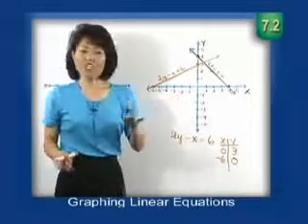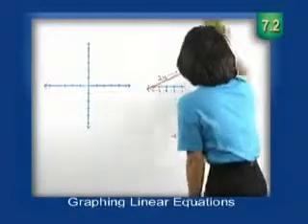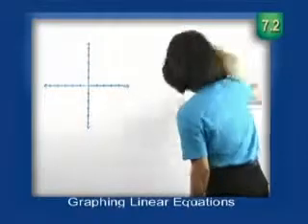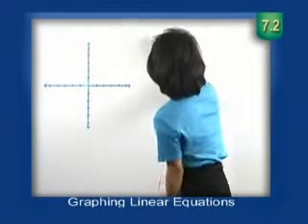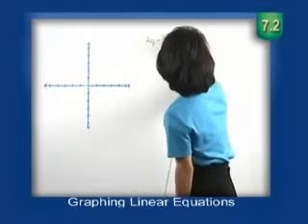Now that's graphing a couple of equations. Let's move on to see what other kinds of lines we can graph. So now we're going to graph the following equations. We're going to graph this one: 2y minus 3 is equal to 0.